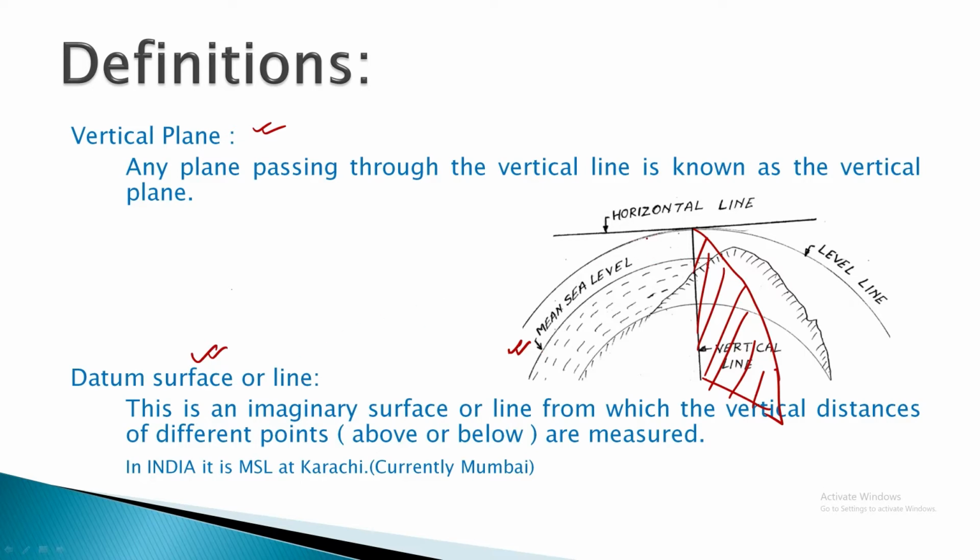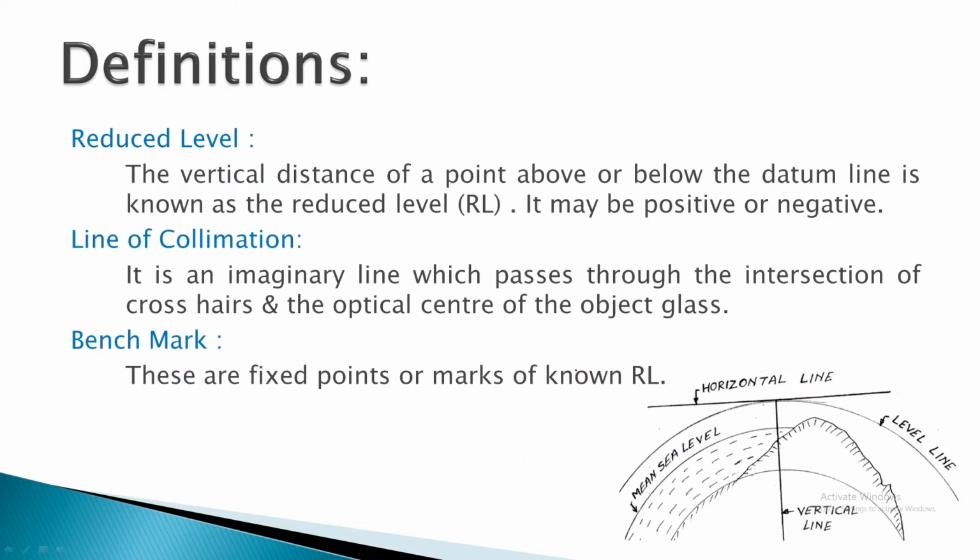Wherever the place is, suppose this is place A, and we need to determine the RL value of this place A. What we need to do is take the measurement from this mean sea level, and that particular height is said to be the RL of that point A. Very simple. Now reduced level, I already mentioned all these things, but I will repeat this.